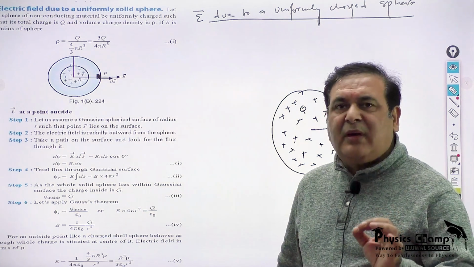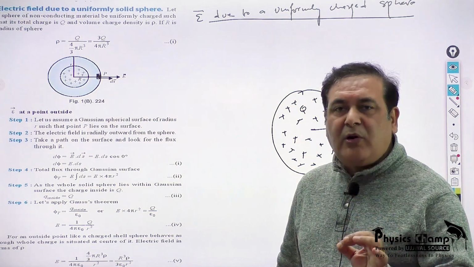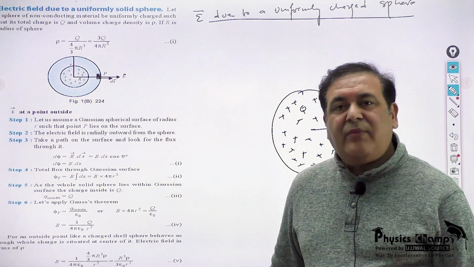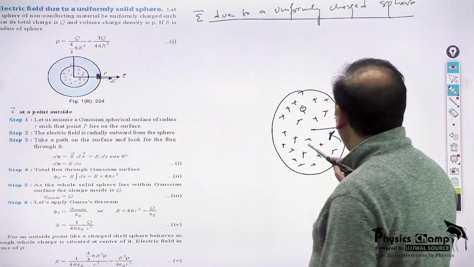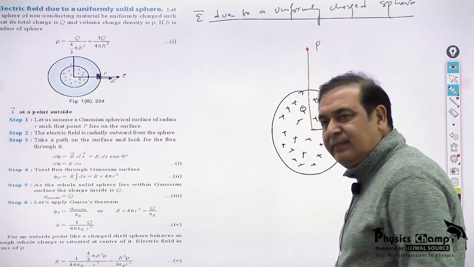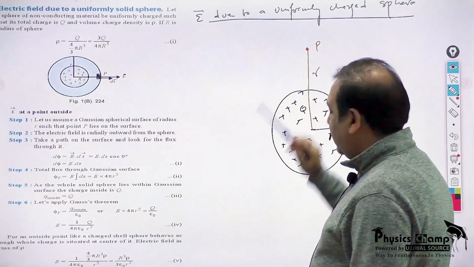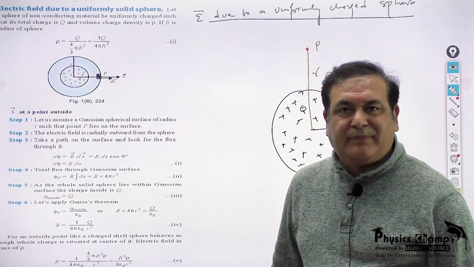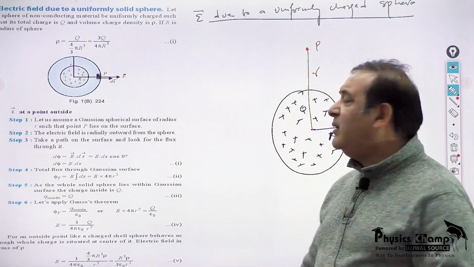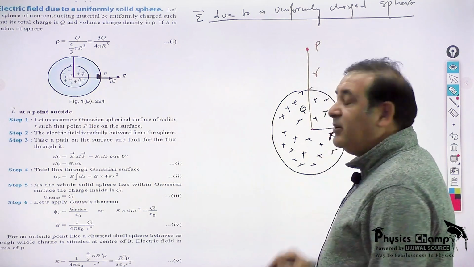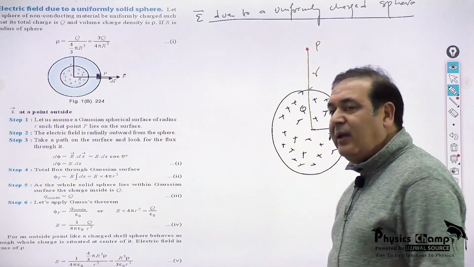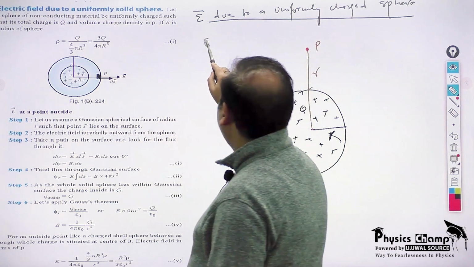So charge is uniformly distributed in the whole volume, and it has radius capital R, and we want to find electric field due to this charge at a point P outside, maybe at a distance r. Maybe in the second step we will find the electric field and potential at the surface, and also we are interested to find electric field and potential inside. So first outside.